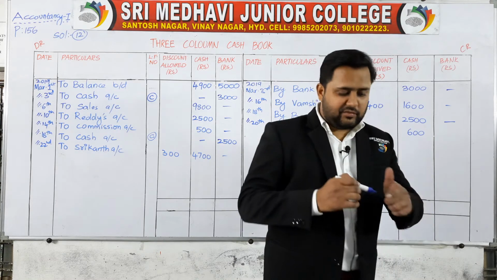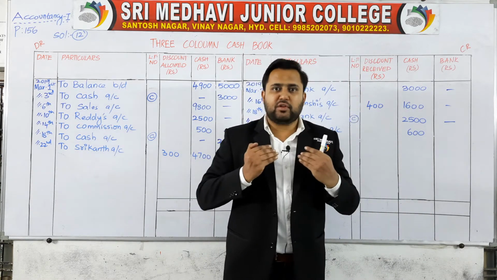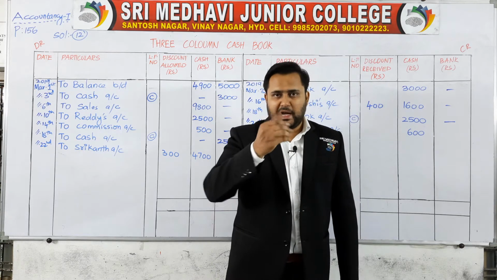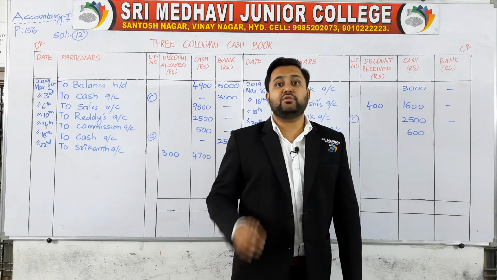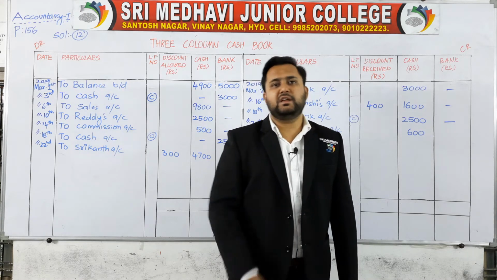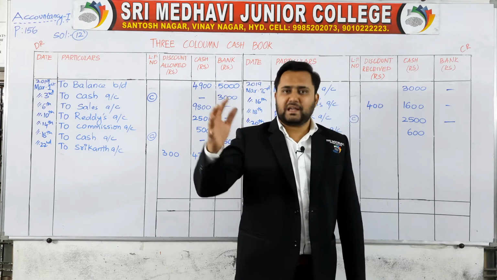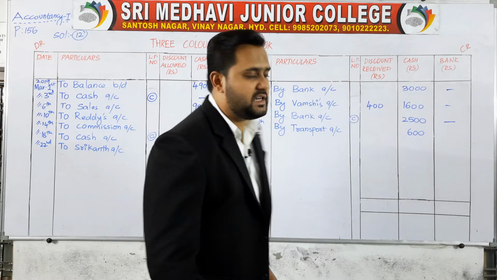Cash withdrawn from bank for office use. If you are withdrawing the amount for office use from bank, which means it's a contra entry. So for this contra entry, cash withdrawn from bank for office use, the answer is to bank by cash.